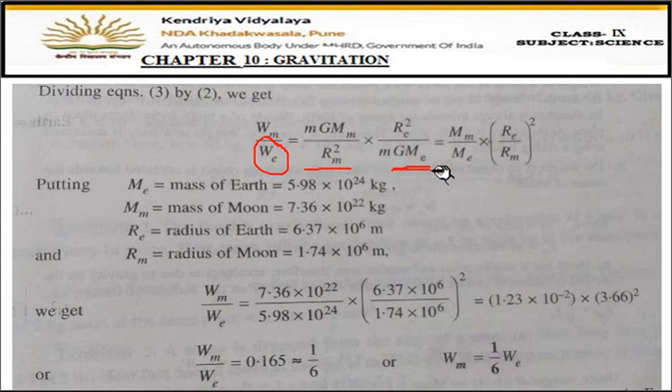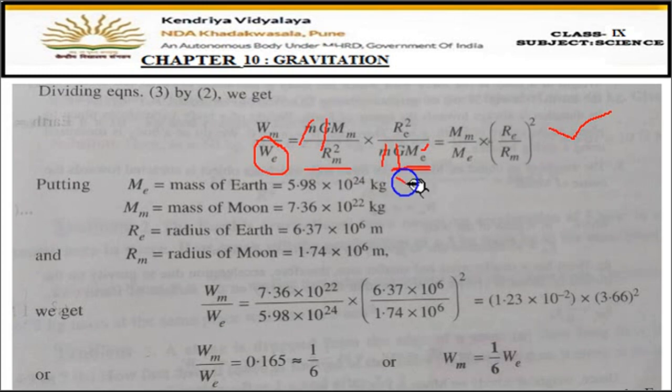Okay, now if you solve this, what will happen? The mass of the moon upon the mass of the earth, what things get cancelled, right? This M gets cancelled, this G gets cancelled. So what is left now? Mm into Re square on the upper side, and Me into Rm square on the other side. So instead of putting separate squares, they have just put it in a bracket and whole squared, meaning the square is on both of them.